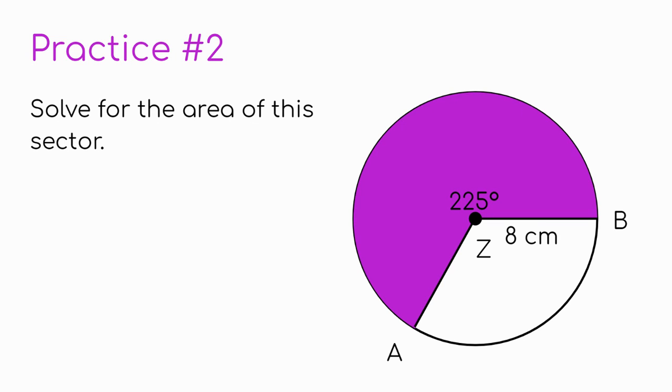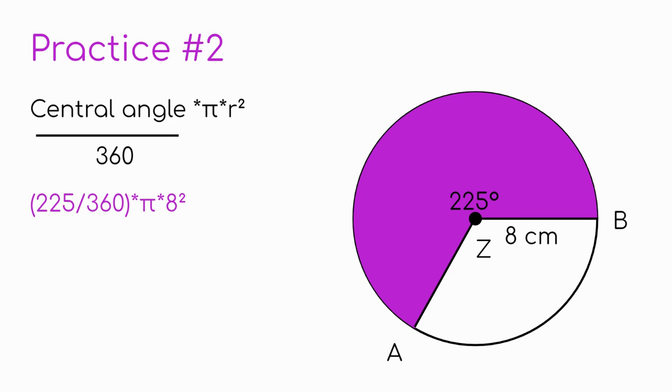Here's another one. Pause the video and try to solve for the area of this sector. Write down your formula, central angle divided by 360 times pi r squared. Plug in your central angle of 225 and your radius of 8. Plug that all into your calculator: 225 divided by 360 times pi times 8 squared. You get 125.66 centimeters squared.